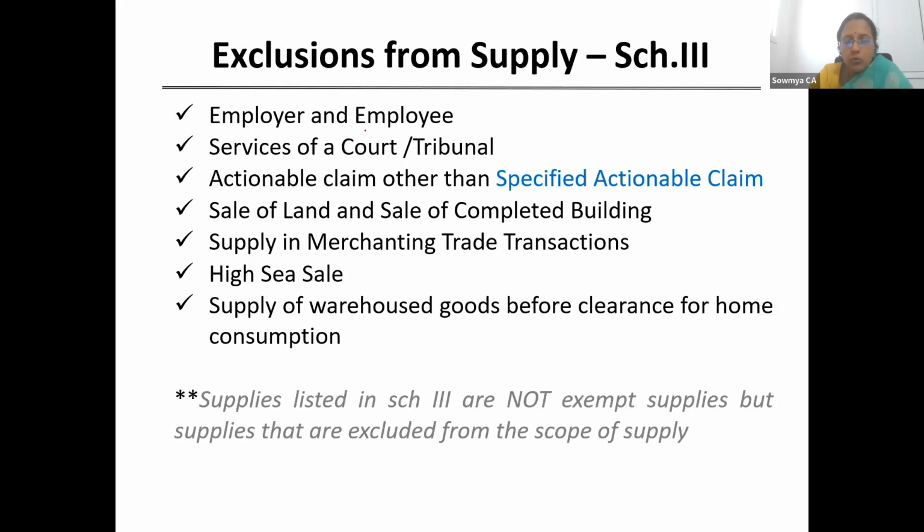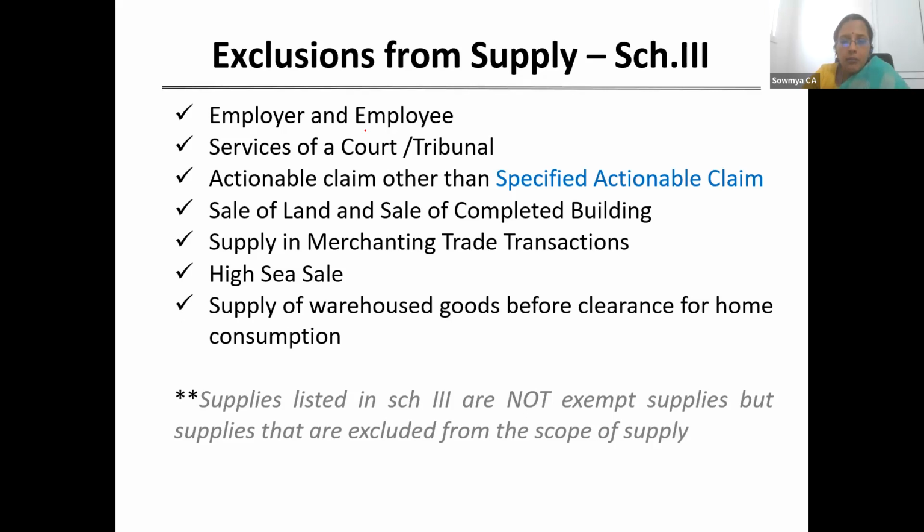So then we move on to Schedule 3 activities, which are exclusions from supply, which is employer-employee activities or transactions between employer and employee, services of a court or tribunal, and actionable claim other than specified actionable claim, which is added but not yet notified. That's why I highlighted in blue. Sale of land and sale of completed building. It says completed building only. If you are taking money before possession is handed over, or possession certificate is not given, then it still becomes a supply and chargeable to GST.